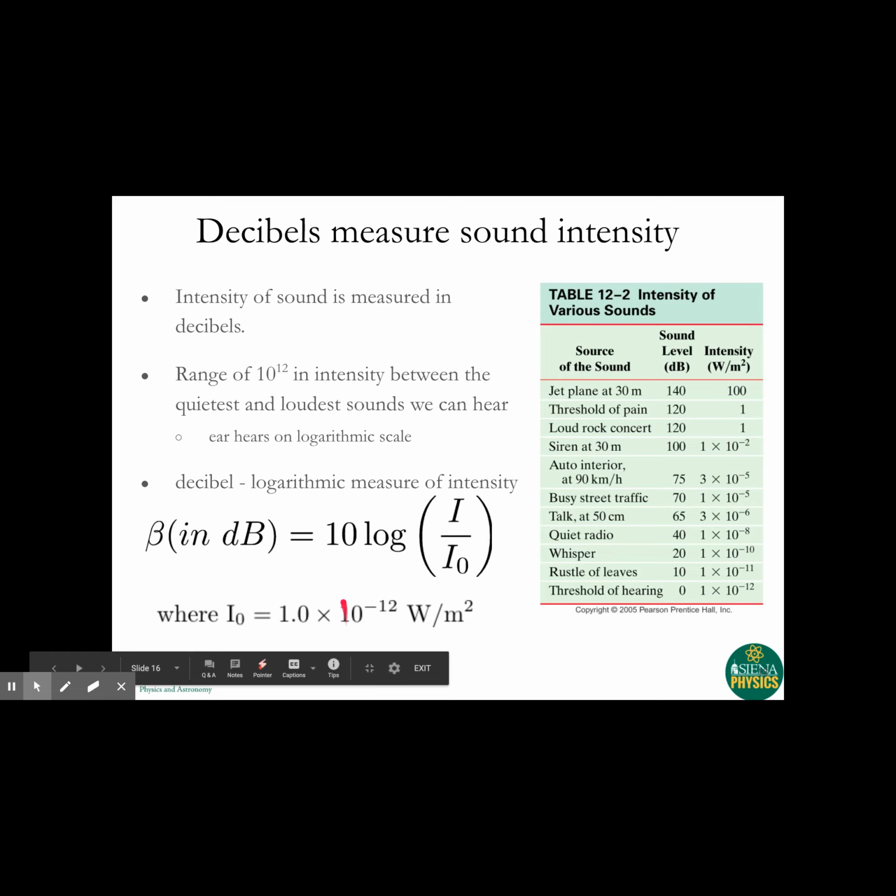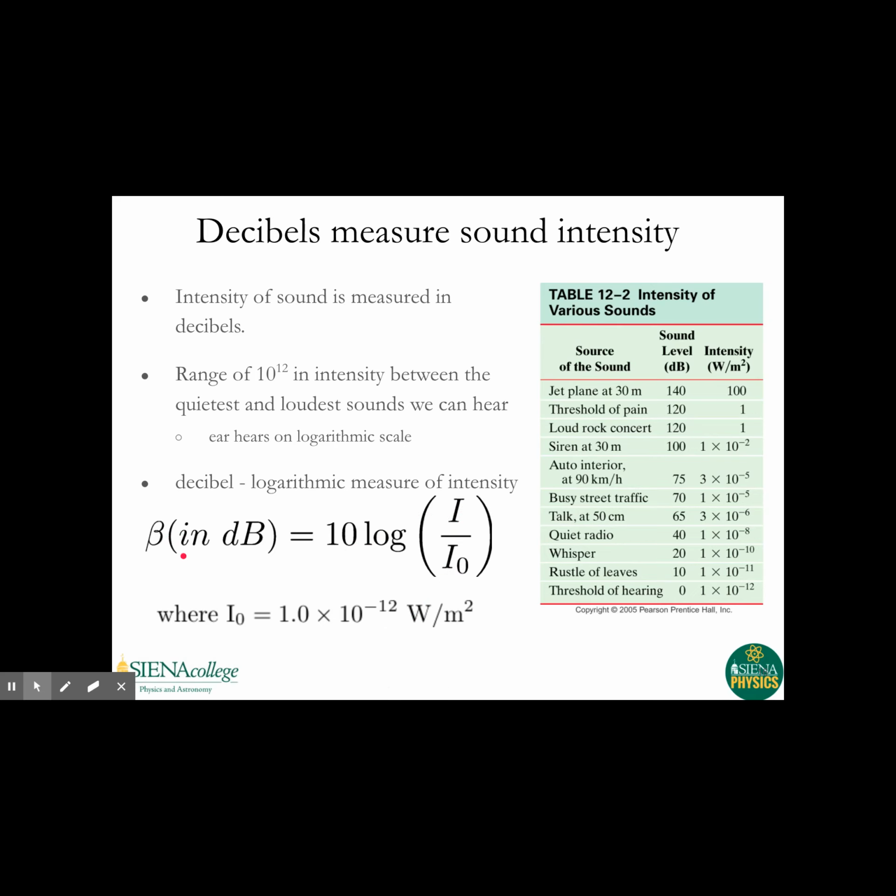If we use this equation a few times, if we're given the intensity, we can plug in our intensity in watts per meter squared, divide by this threshold value, take the log of it, multiply it by 10, and we'll get our loudness in decibels.